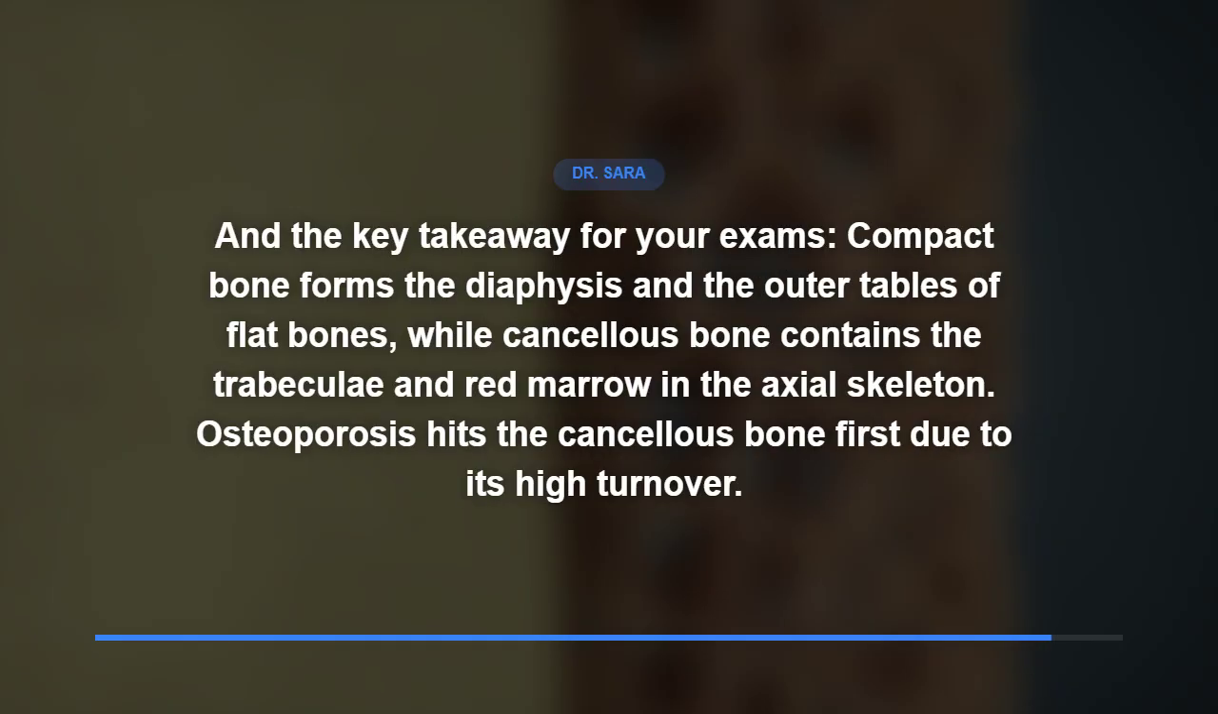And the key takeaway for your exams, compact bone forms the diaphysis and the outer tables of flat bones, while cancellous bone contains the trabeculae and red marrow in the axial skeleton. Osteoporosis hits the cancellous bone first due to its high turnover.